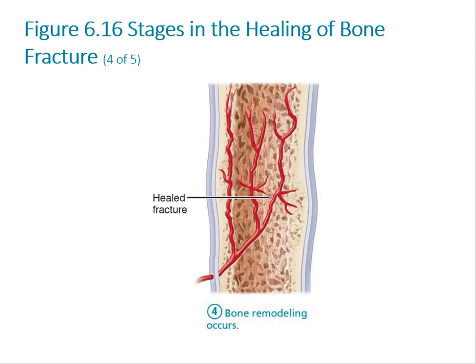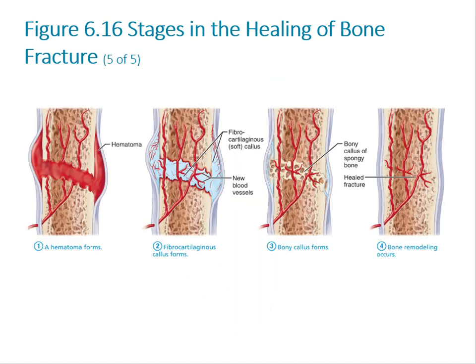So let's review. We have hematoma, fibrocartilaginous callus, bony callus, and then last but not least, what we see here, bone remodeling, until everything looks just like it did before the fracture. So this is a healed fracture. You do need to know the stages in healing of bone. After bone breaks, a hematoma forms, replaced first by a soft callus called a fibrocartilaginous callus, then a bony callus made up mostly of spongy bone, and then bone remodeling begins when the bony callus forms and continues lifelong, even after bone remodeling has completely made the fracture look like it did before.